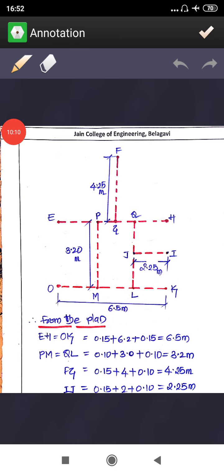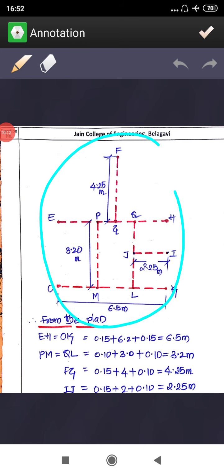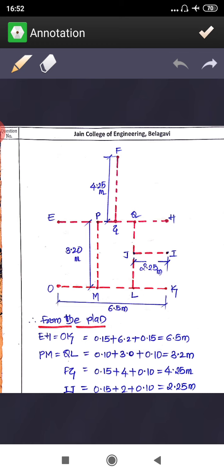And in a much simpler way, I have taken only the internal walls, the center to center distance of all internal walls, and I have shown the calculation of how I got these distances here. So this will also help you to understand it in an easier way.